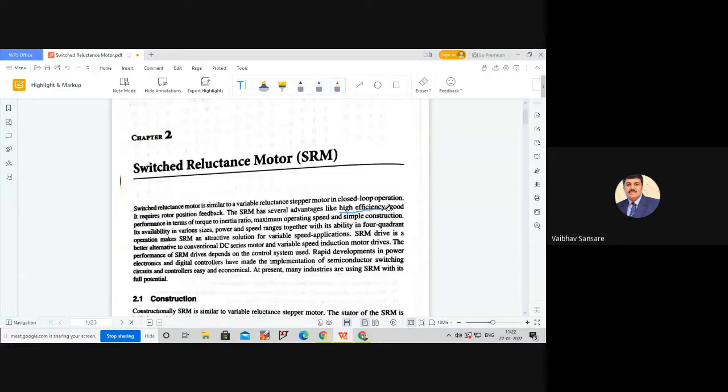Okay. Now, this motor is generally available in different sizes. Various sizes of motors are available with different power ratings and speed ranges. And due to all these things, it has the ability to operate in four quadrant operation.